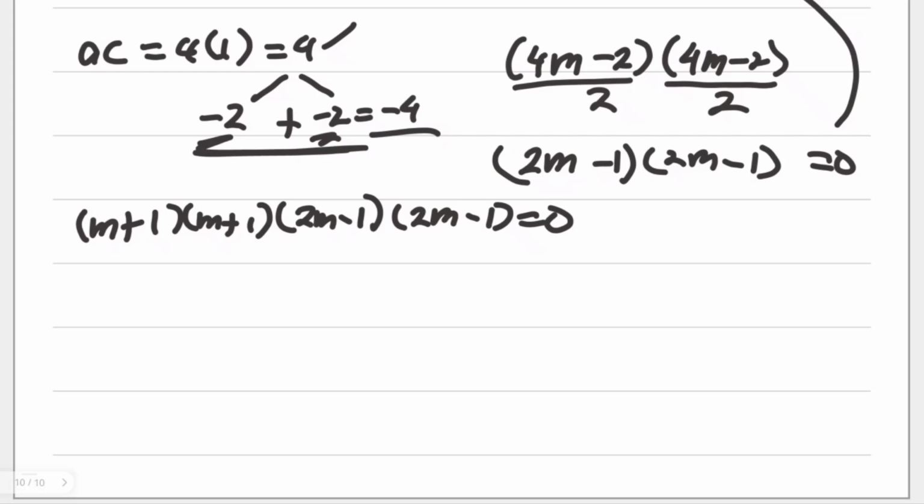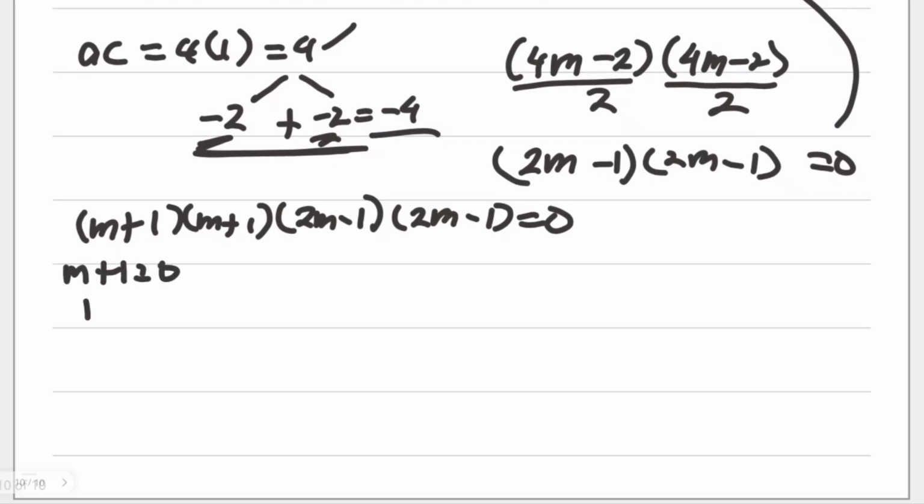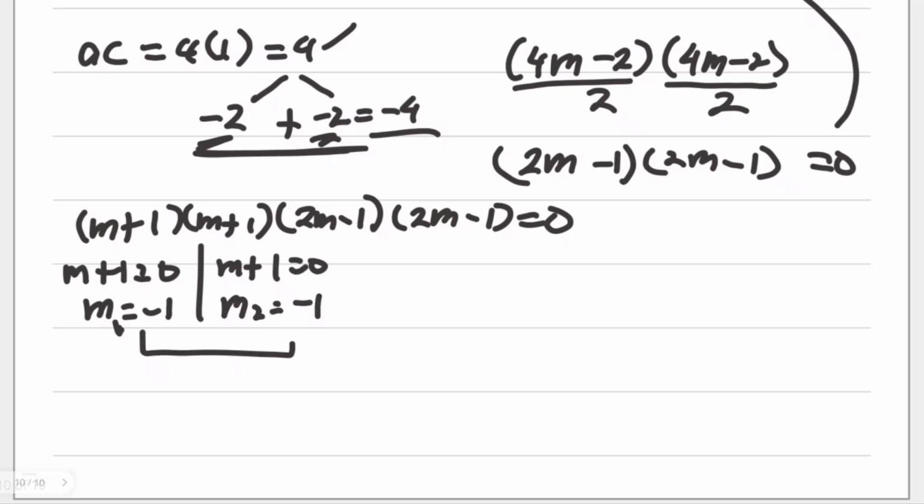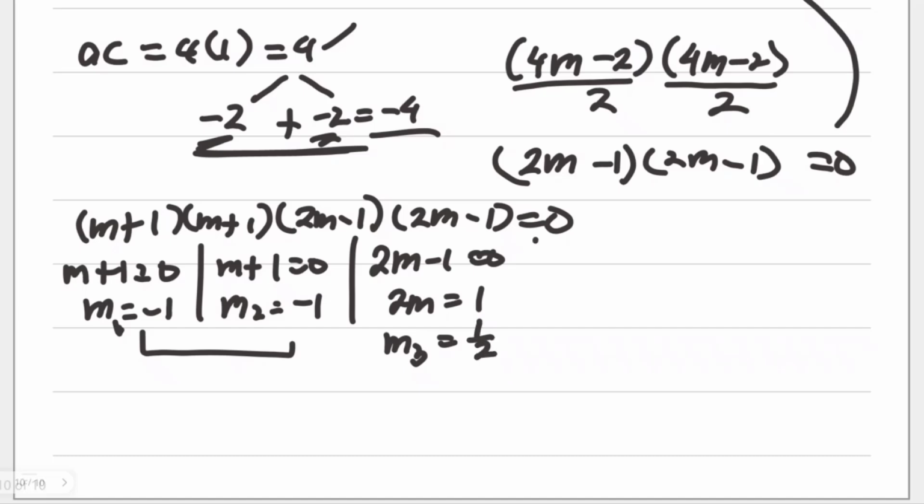Our first root is negative 1. Our second root is also negative 1, multiplicity of 2. Our third root, 2m is equal to 1, m sub 3 is 1/2. Okay? And then our fourth root, 2m minus 1 equal to 0. Similar to this, our fourth root is also 1/2, multiplicity of 2 as well.